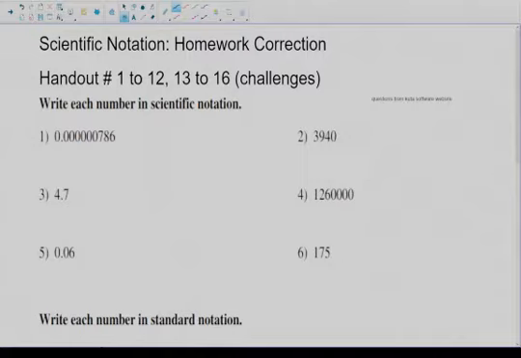The plan today is to start with some homework correction, just go over a couple of the scientific notation questions, especially the more difficult ones, and then to get right into solving exponential word problems.